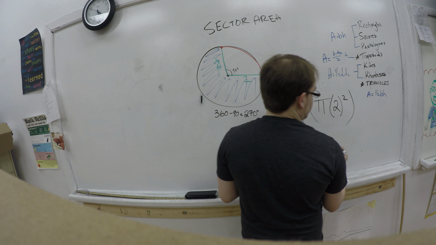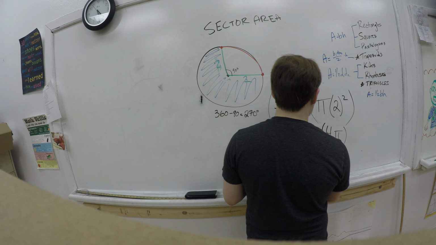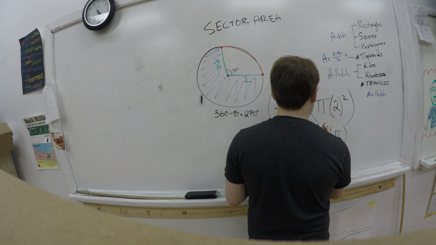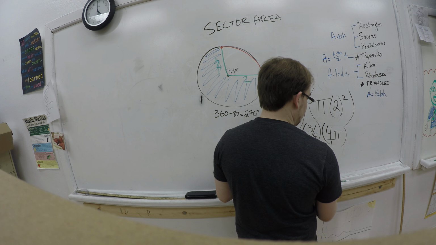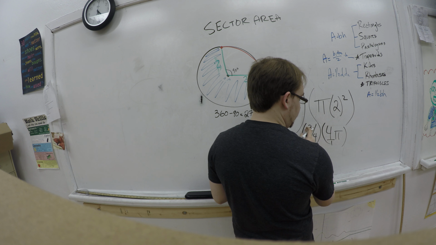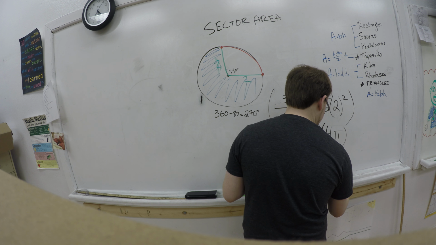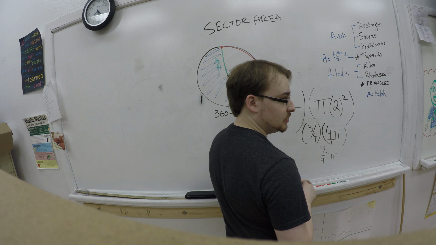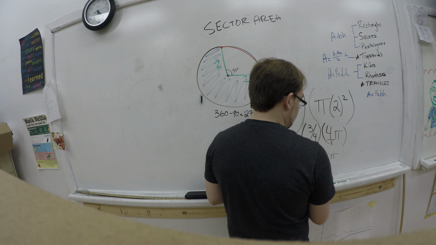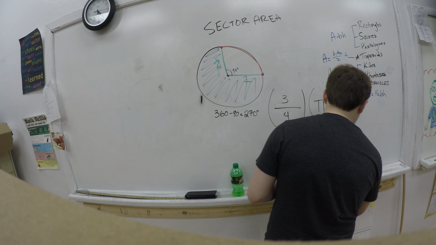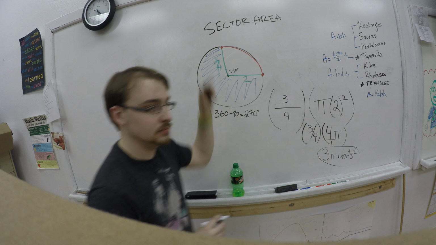Simplify. What's 2 squared? So it's 4 pi times 3/4. These are fractions. It's really just 4 over 1 times 3/4. Multiply fractions. 3 times 4 is 12. 4 times 1 is 4 pi. Is that simplest form? No. 12 divided by 4 is what? 3 pi units squared is the area of the blue.